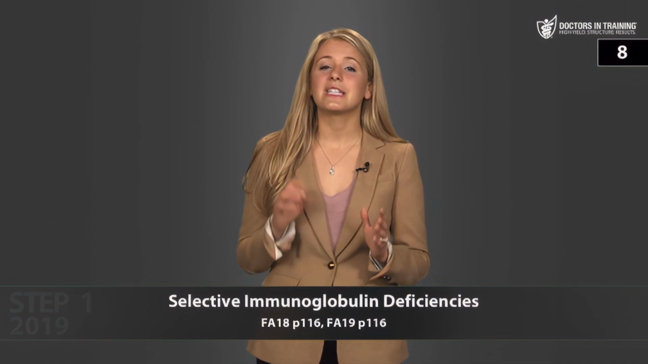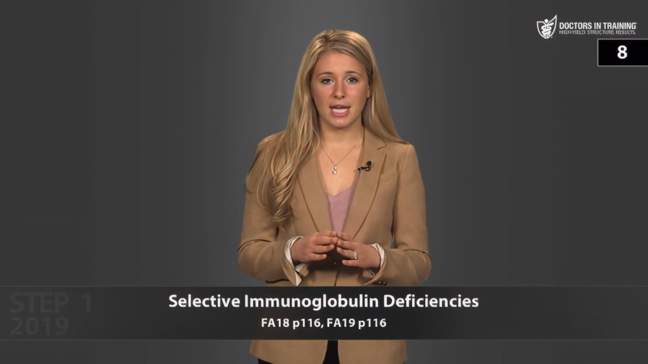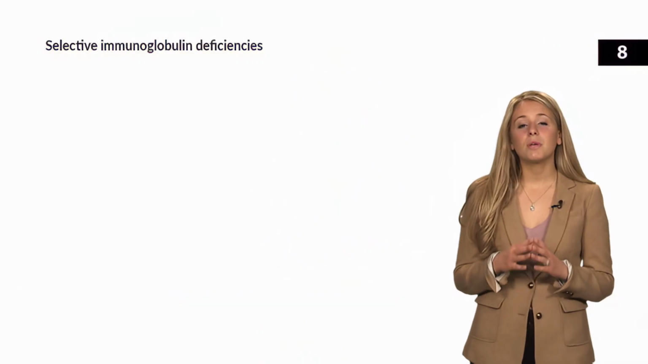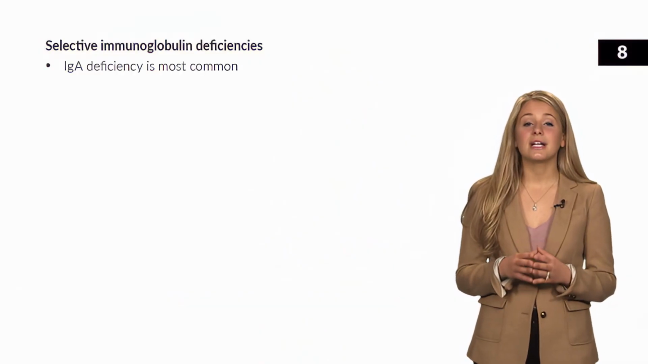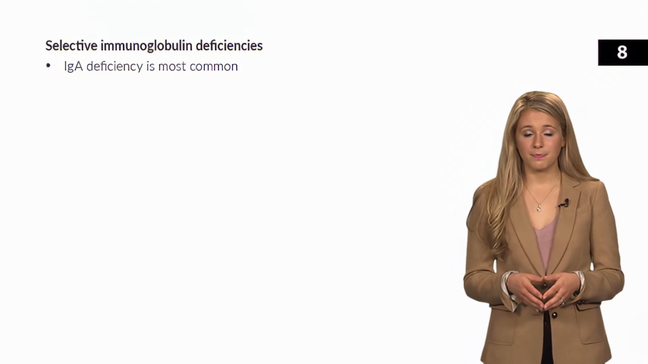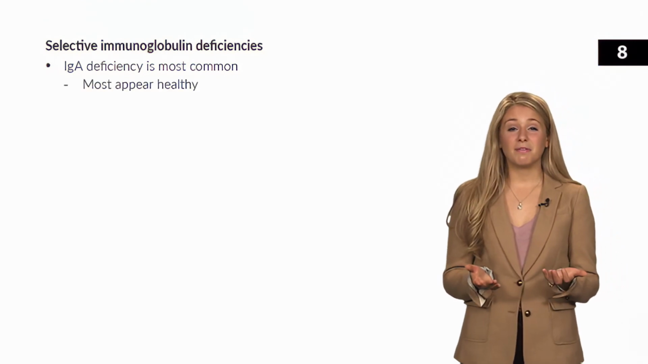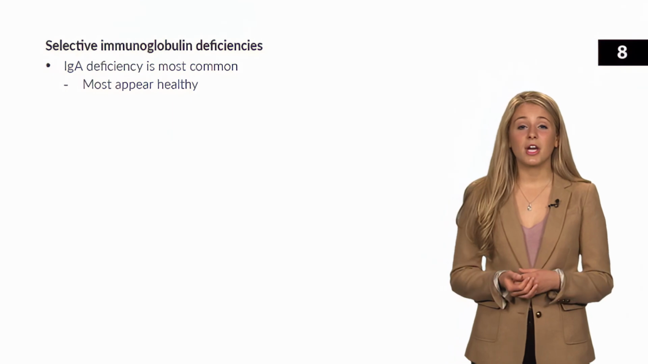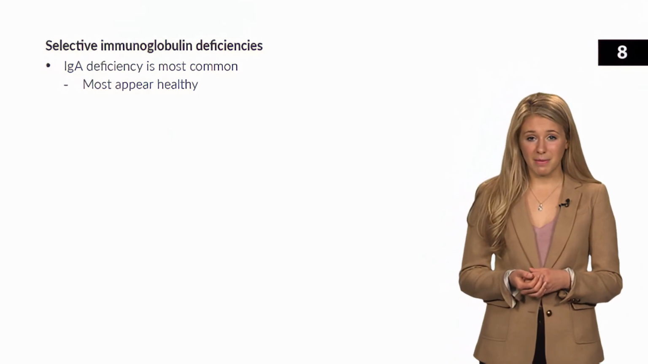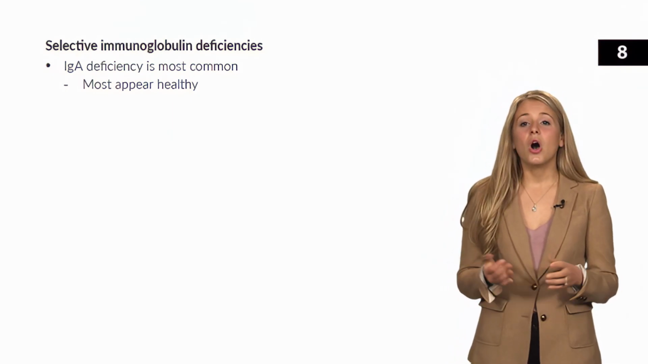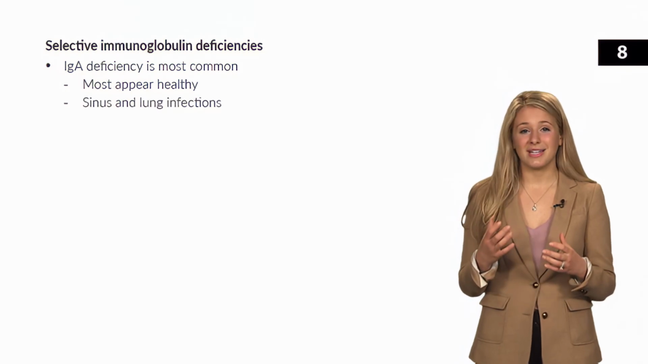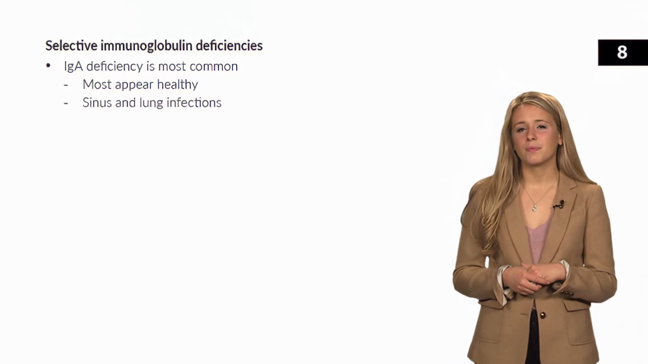In Bruton's agammaglobulinemia, you have low levels of all immunoglobulins, but some patients have a selective immunoglobulin deficiency in which there's deficiency of a specific immunoglobulin isotype. And the one you're most likely to be tested on is selective IgA deficiency. Most of these patients appear fairly healthy enough that they aren't really aware that there's a major immunodeficiency. All they know is that they have recurrent sinus infections and lung infections.